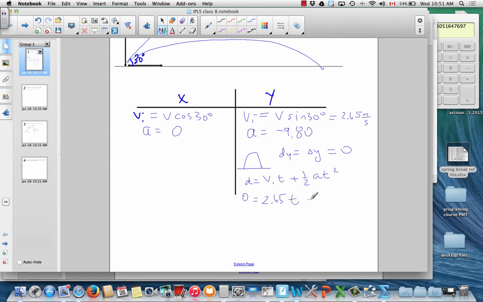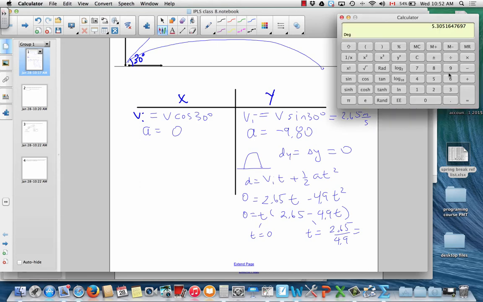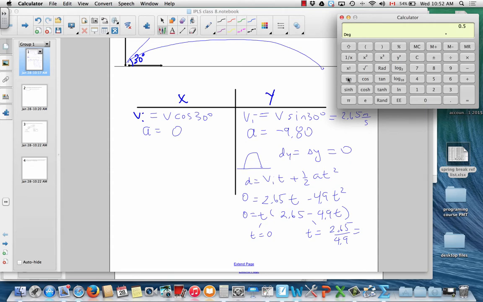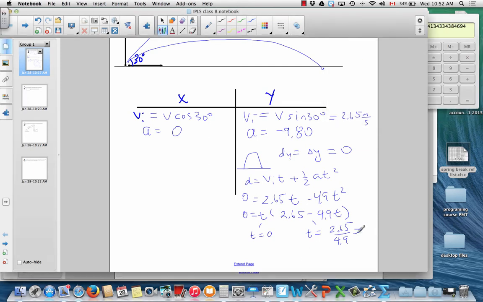And then half of downwards 9.8 is downwards 4.9. Solving this for t, we first factor out a t. And we see that there's two solutions. Either t is 0 or t is 2.65 over 4.9. Now this just corresponds to the water that hasn't left the gun yet, so clearly it's the other solution that we want. Let me just check that I did that correctly in my head. Yes, I did. And so that's 0.54 seconds it takes that water stream to impact the ground.